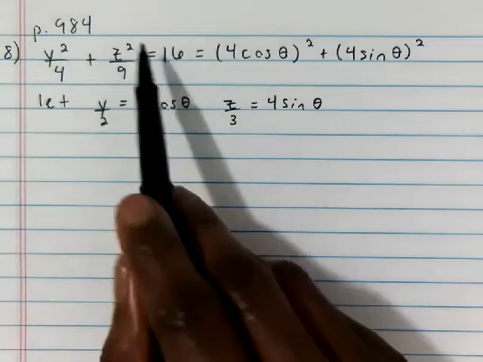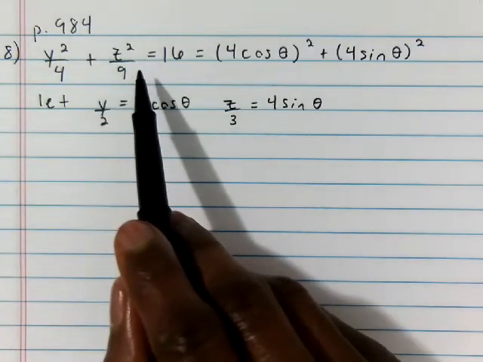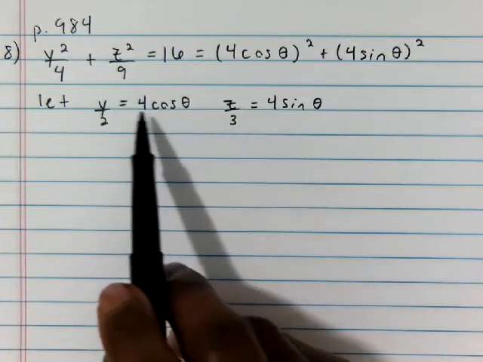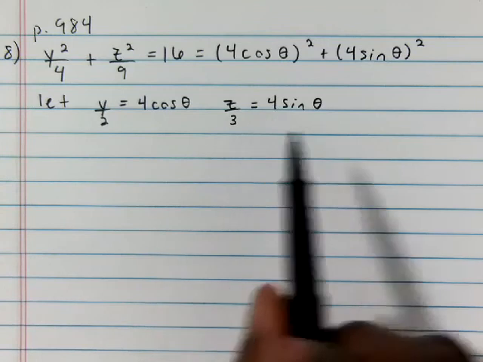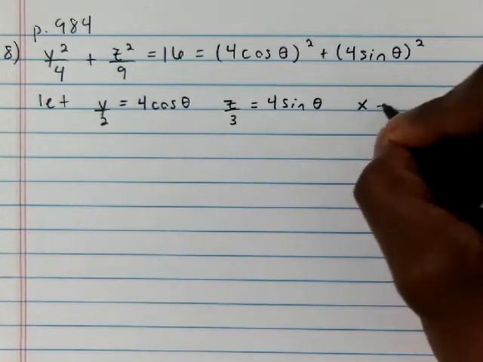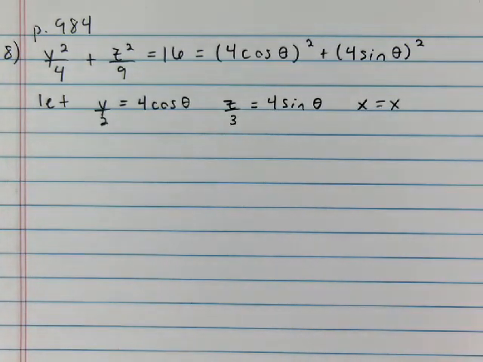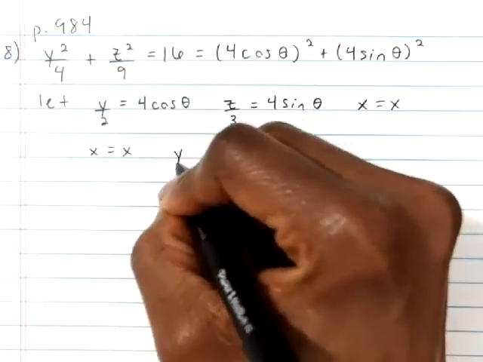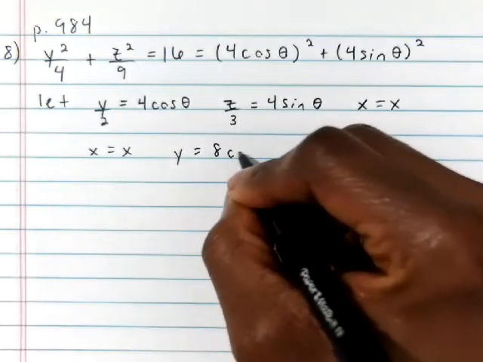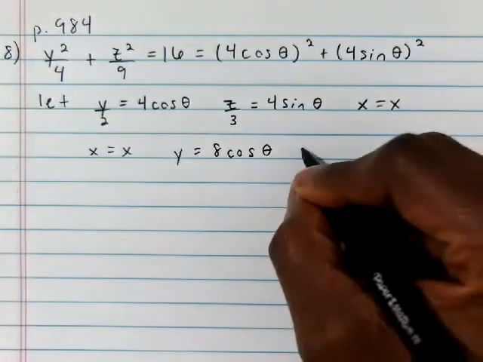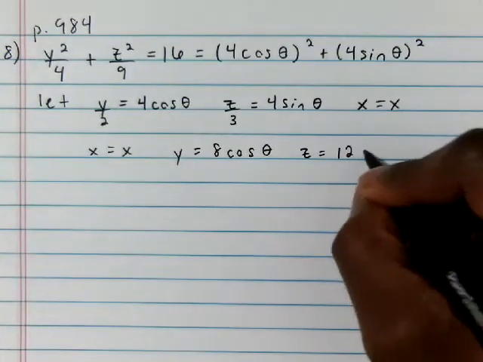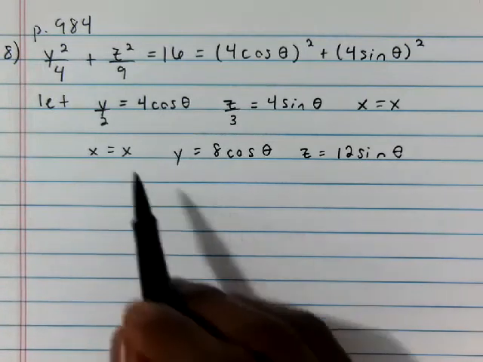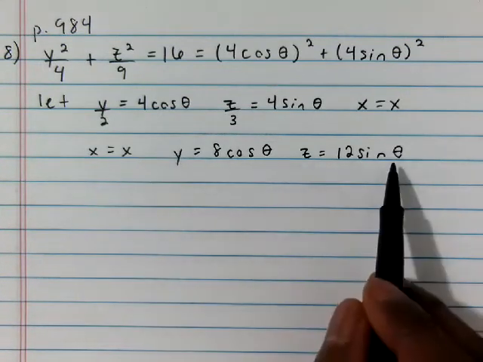Keep in mind that this is a cylinder along the x-axis. So we can just let x vary, and it will take this circle, or this ellipse, and drag that ellipse along the x-axis. So we're going to let x just be x. And now we have a parameterization: x equals x, y equals 8 cosine theta, z equals 12 sine theta. And now we see our parameters are x and theta.